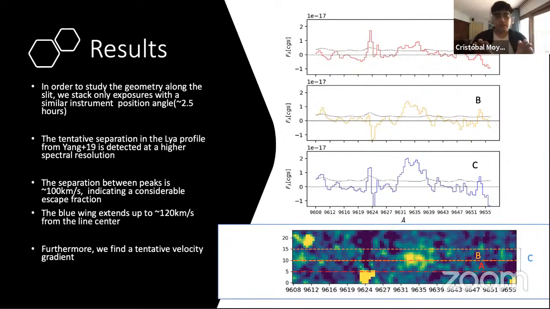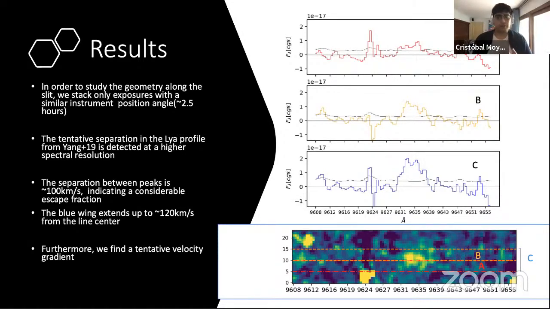Then we did 3 different extractions. We have A, B and C. A is the lower one, the bottom one. Then we have B, the top one, and C, which includes both extractions. What we find here is that the double peak might not be due to radiative transfer effects and might be related to a velocity gradient. The reasoning behind this is that you can see that A has most of its flux redwards, whereas B has most of its flux bluewards, and the combination of both of them gives you this double peak.